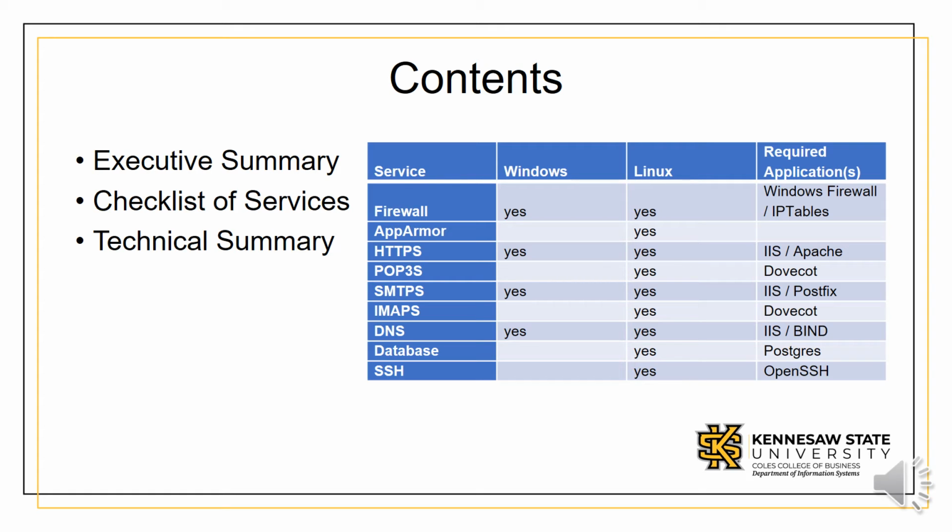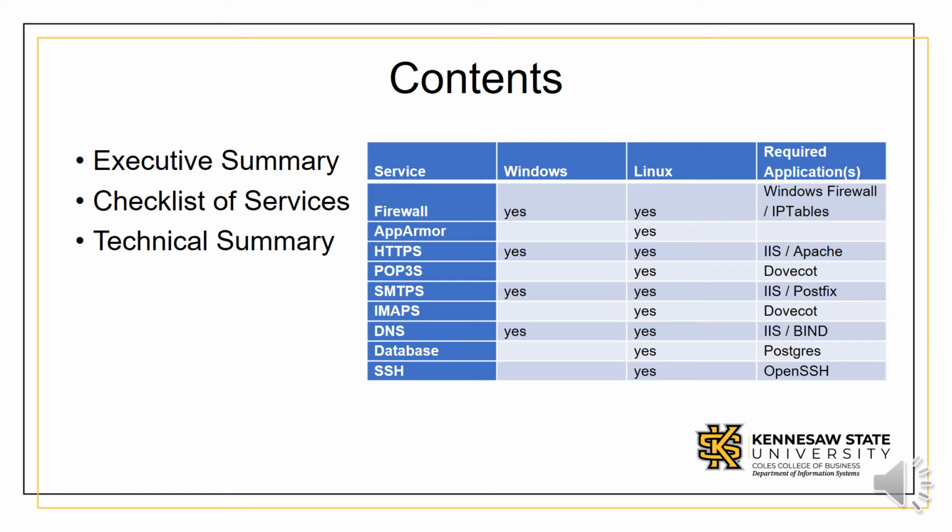As you can see, the Windows server came back as yes for firewall, yes HTTPS, yes SMTPS, and yes DNS. Same with the Linux server. As you can see, all services and applications were up and running.